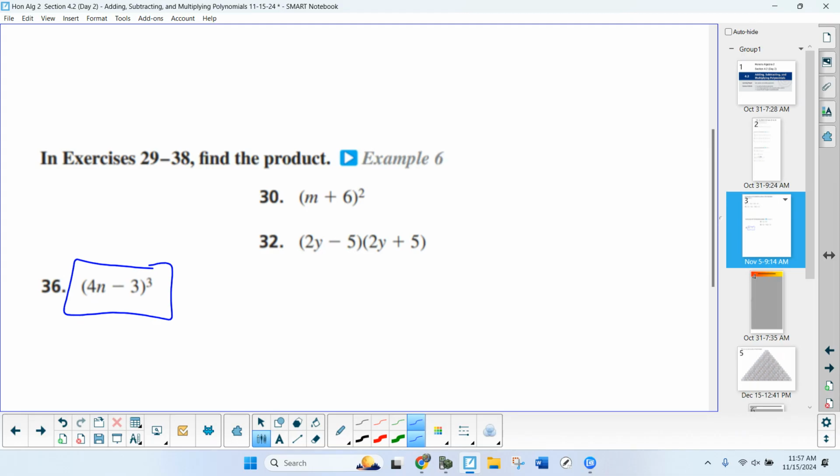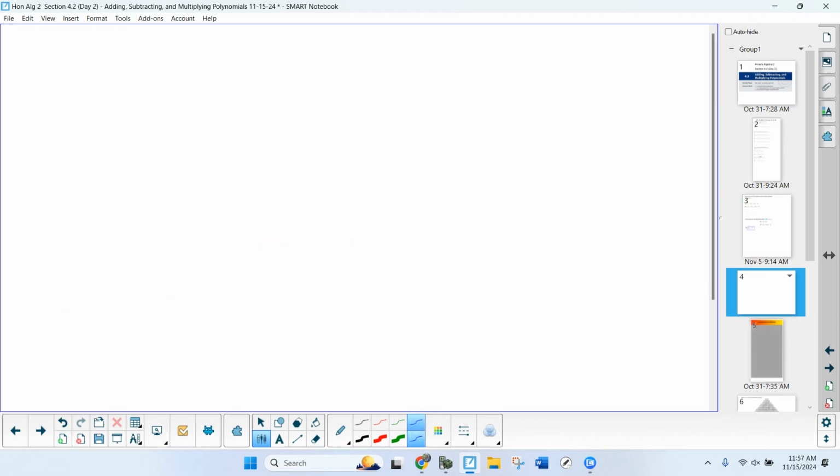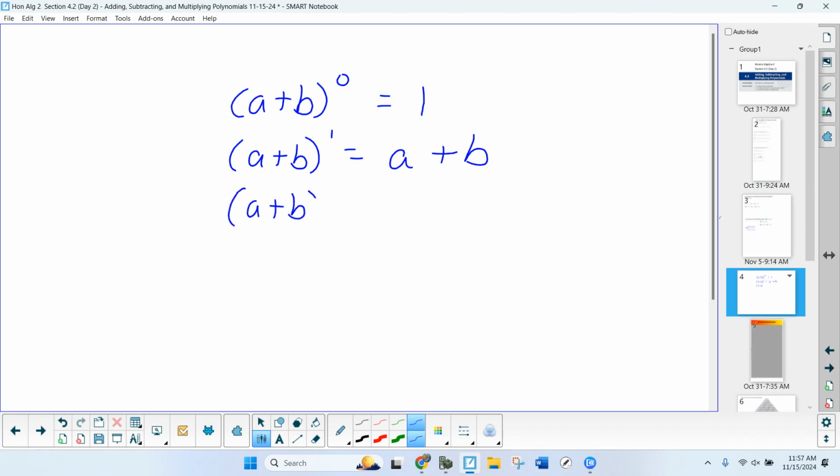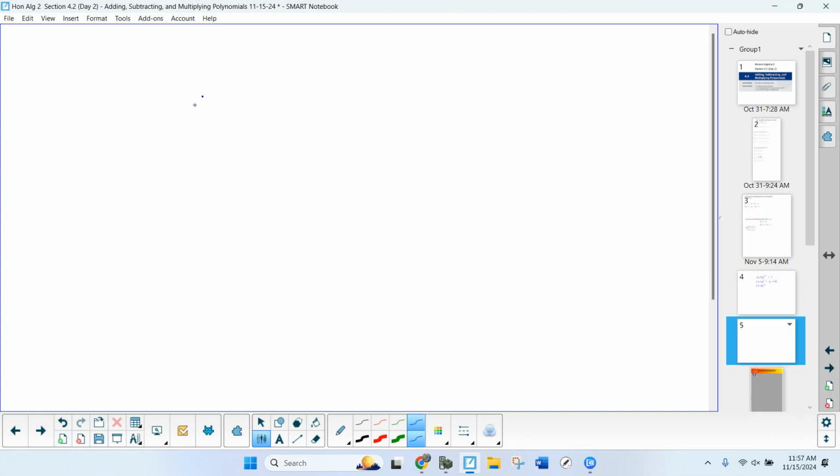So, we're going to first start by thinking about, okay, what is anything to the 0 power? So if I have a plus b to the 0, what does that equal? 1. Anything to the 0 power is 1. If I just have a plus b to the first power, it's just equal to a plus b. If I want to do a plus b squared, that means I want to do a plus b times a plus b, and you have to FOIL.